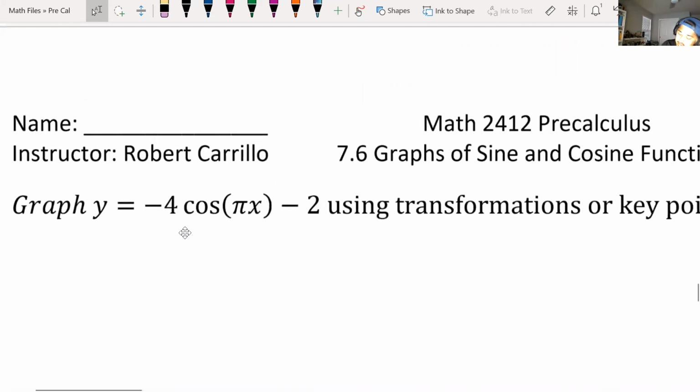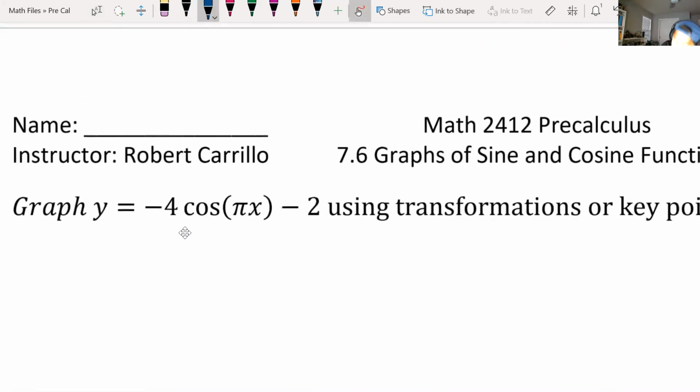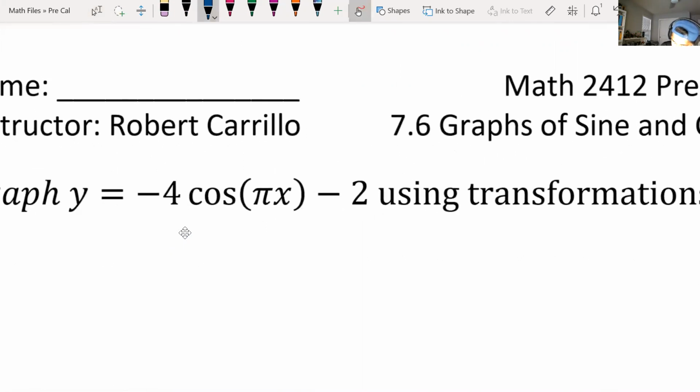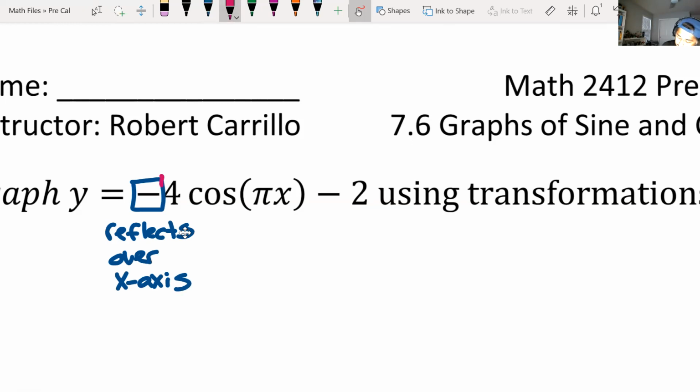So when I say transformations, what does this negative do in front? Reflects it across the y-axis? It's on the outside of the function. So remember, it's going to reflect it over the x-axis because it affects your y values. All right. And what does the 4 do? Vertical stretch. Vertical stretch. Good.